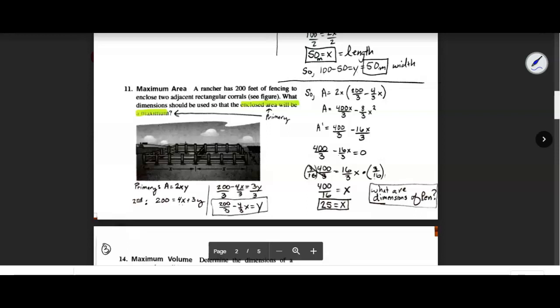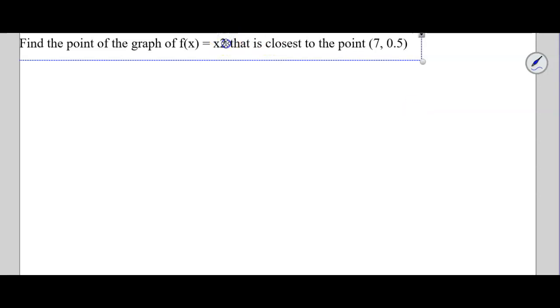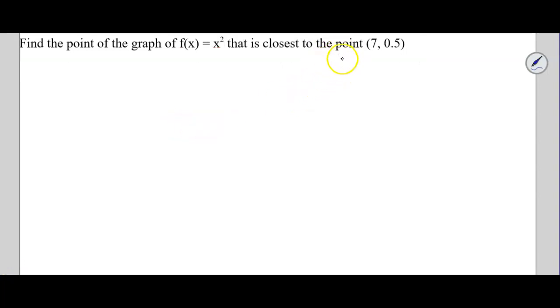We got 11 and 14, so 2 more. 11 here. Find the closest point to this point right here. Shoot, if we can do that. There it is. By the way, that should be x squared. Let me fix that. Alright, so remember, this starts by finding the distance formula.